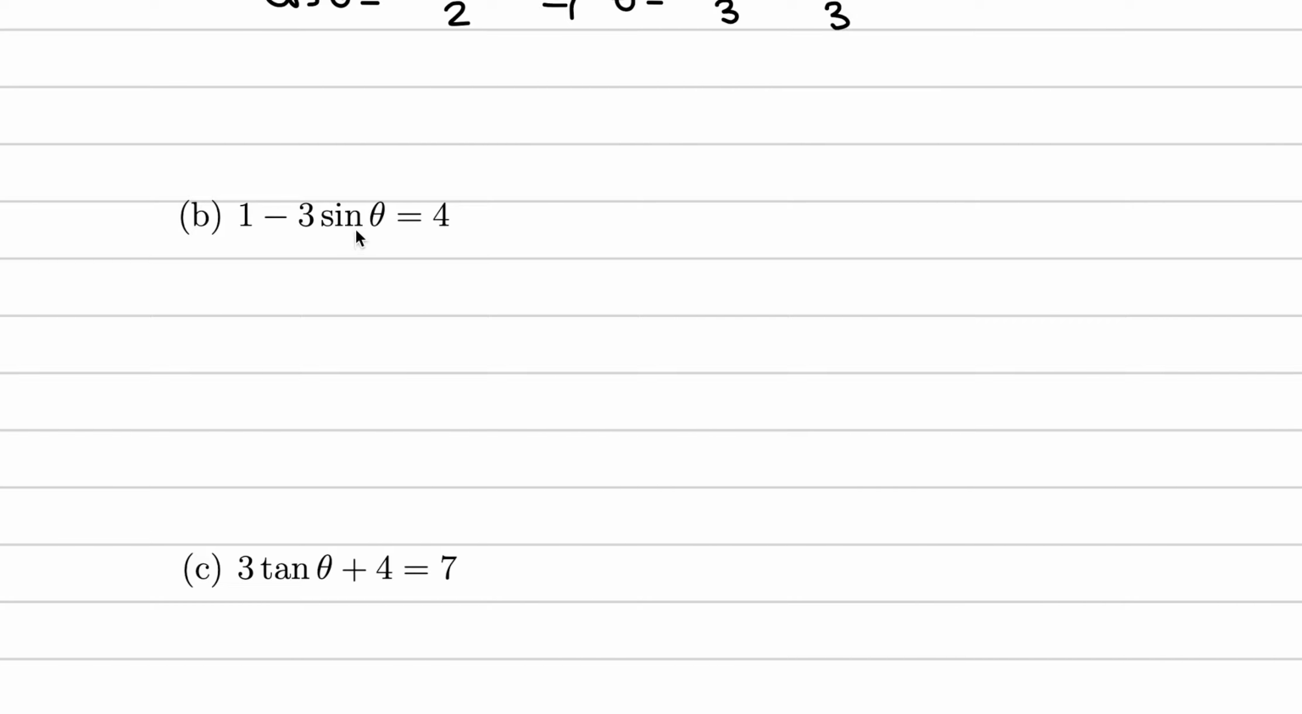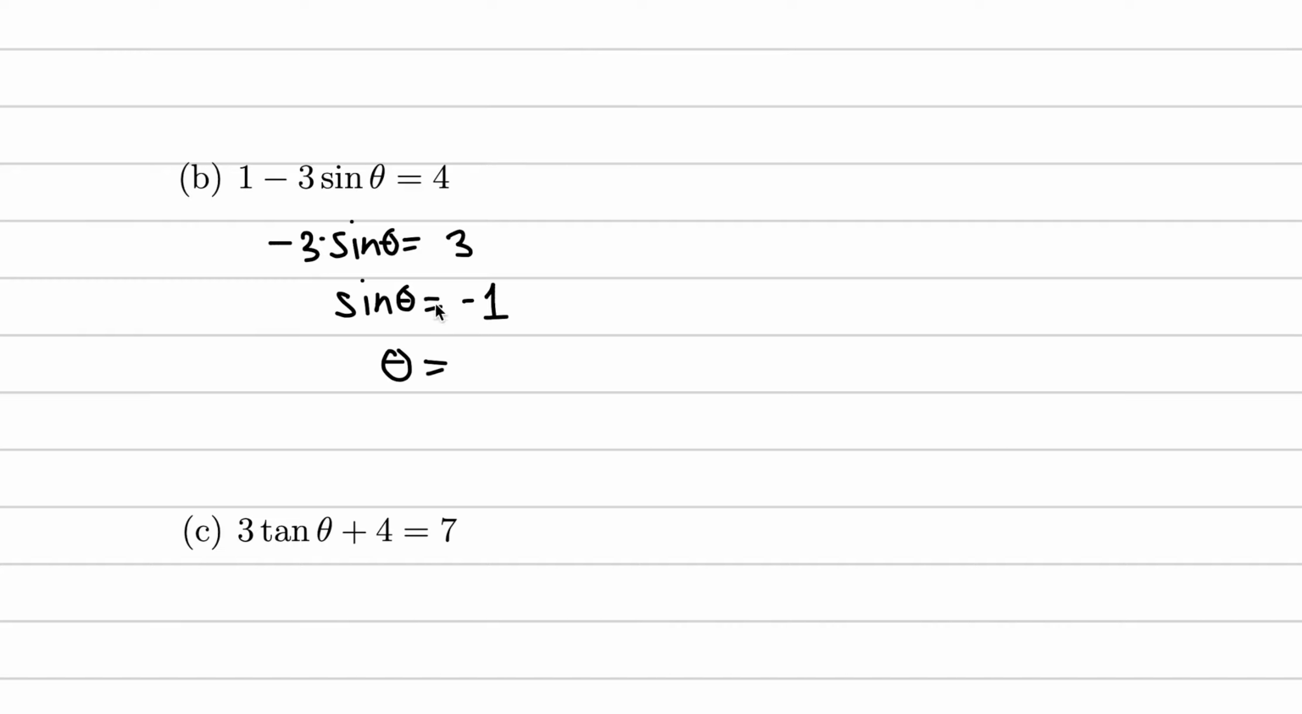Here sine theta is our variable. Let's move 1 over, which means subtract 1 from both sides. 4 minus 1 is 3. Now this is negative 3 times sine theta equals 3. Divide both sides by negative 3. 3 over negative 3 is negative 1.